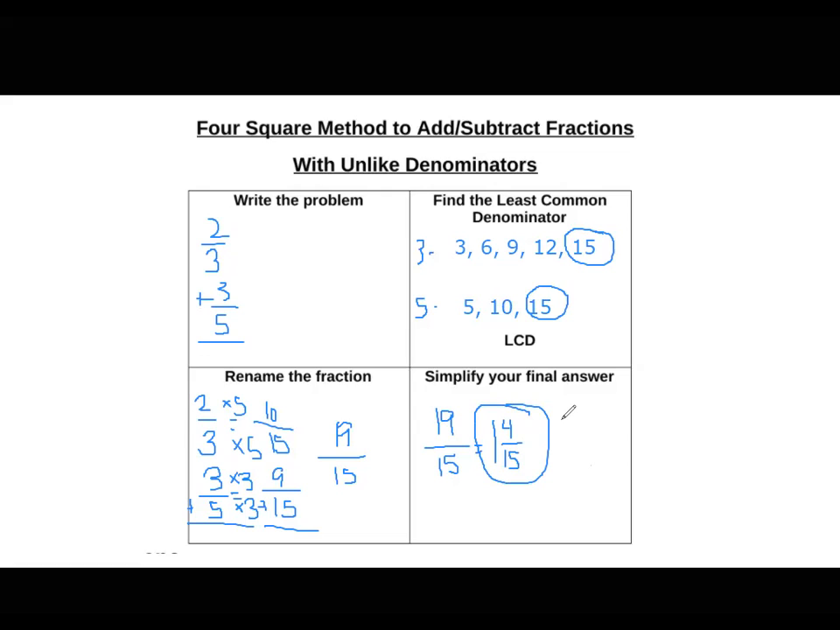So guys, that's all we have to do in order to add or subtract fractions with unlike denominators. Like I said, we have to make sure we have that common denominator. Sometimes it's called the LCD, sometimes it's called the LCM, because we're finding that least common multiple to help us make that new denominator. Rename your fractions by making equivalent fractions. And the last step is to simplify your answer.